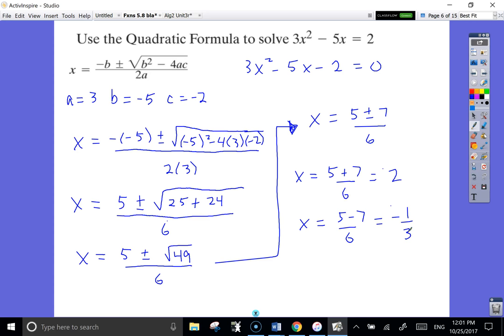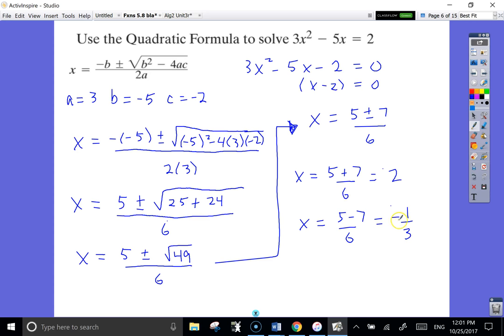Right. So could you take those two solutions and turn them into the factors and factor that equation? If 2 is one of the answers, what has to be one of the factors? x minus 2. Right? It had to have an x minus 2 in it, because when you plug in a 2, you get 2 minus 2 is 0. That's how that works.